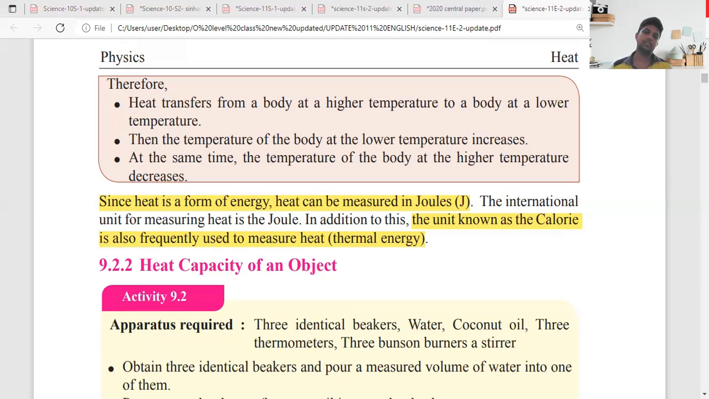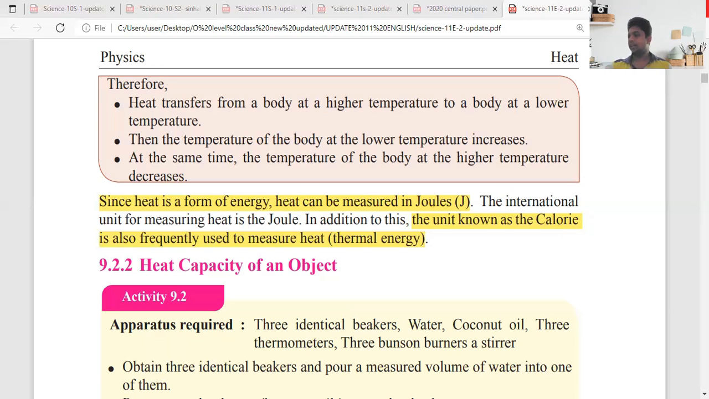The unit known as calorie is also frequently used to measure the heat or thermal energy.